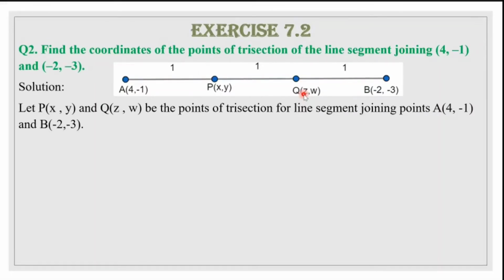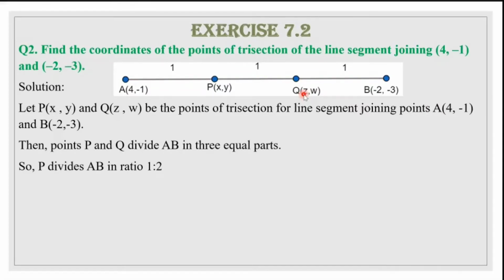P(x, y) and Q(z, y) are the points of trisection of the line segment joining A(4, -1) and B(-2, -3). Then the points P and Q divide AB into 3 equal parts. Now, with these 3 equal parts, I can find the coordinates of the point P. P divides AB in the ratio of 1 is to 2, the way I said.